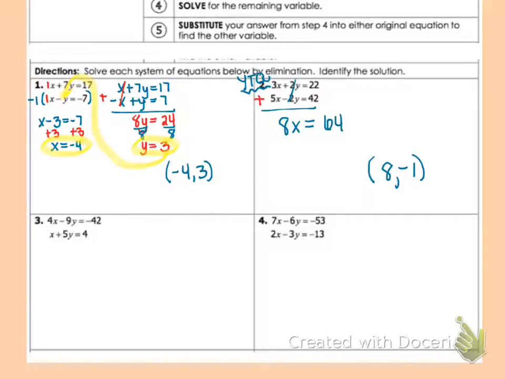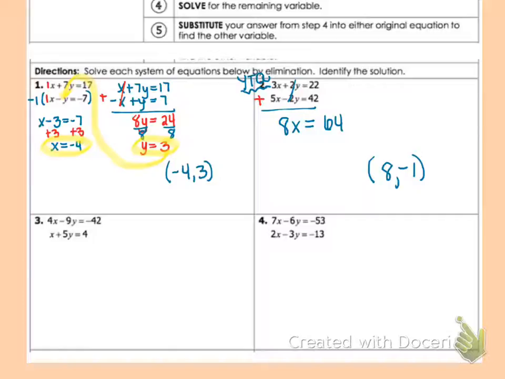So thanks for giving that one a try. That turns out to have a solution of x equals 8 and y equals negative 1. And that was actually set up perfectly for adding the two equations and just canceling out the y directly, solving for x first, and then substituting back into one of the original equations to find the y of negative 1. All right, let's look at number 3.